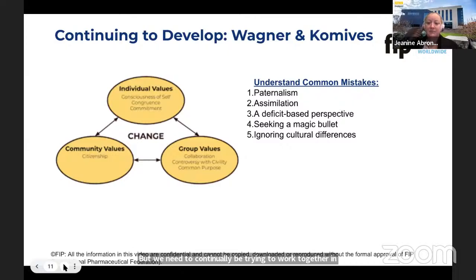Now, some of these things relate to something called the social change model with Wagner and Komives. But as we think about this model, we need to know that there are some mistakes that we can make as we design a culturally appropriate service. Again, Deb and I gave you a couple examples of maybe some of the paternalistic approaches where we had an assumption of maybe what a service was or what a preference was. And we needed to think about how our individual values and our consciousness of our preferences were intersecting with the community values, and then how that forms, again, that group value overall, and how we are working together to establish that. Another example is thinking with a deficit mindset. So thinking that we don't have any choices.